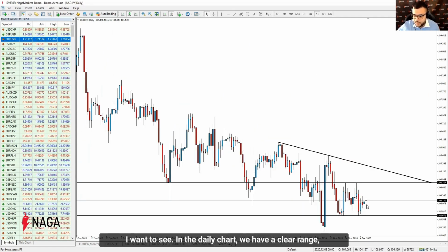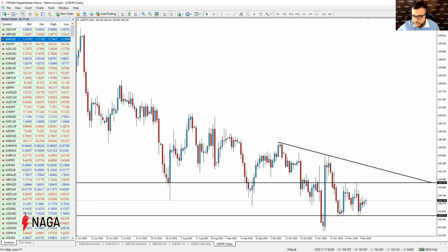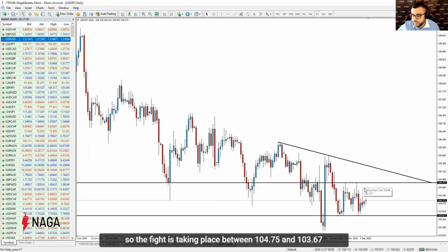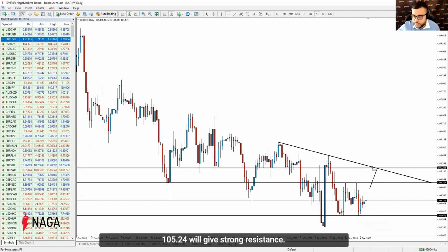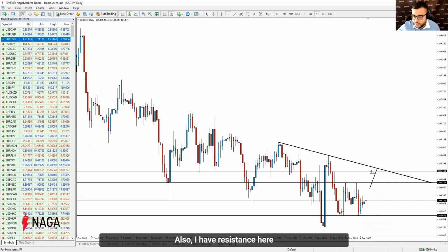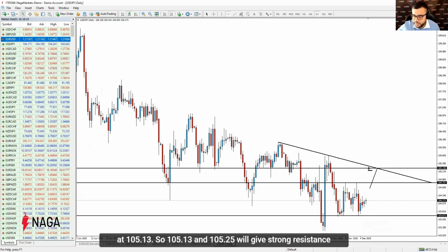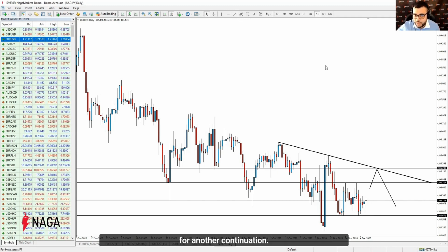In the daily chart, we have a clear range. So the fight is taking place between 104.75 and 103.67, right? So a break to the upside will not mean a reversal, but a wider correction towards this trend line here, 105.24, will give strong resistance. Also, I have resistance here, 105.13. So 105.13 and 105.25 will give a strong resistance for another continuation.